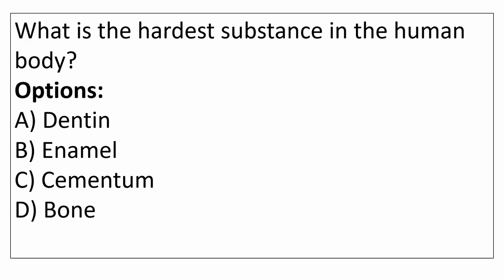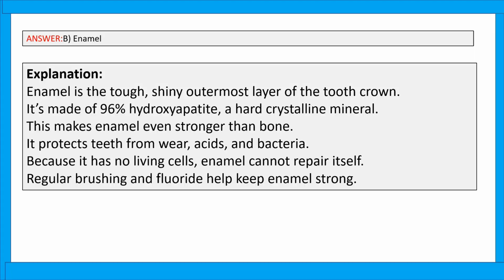What is the hardest substance in the human body? Options: A, dentin. B, enamel. C, cementum. D, bone. The right answer is option B, enamel. Enamel is the tough, shiny outermost layer of the tooth crown.